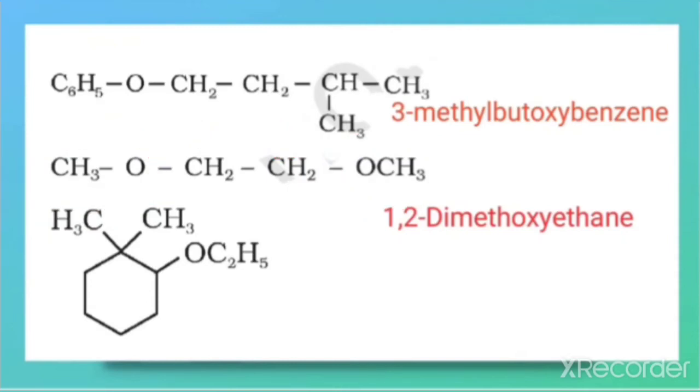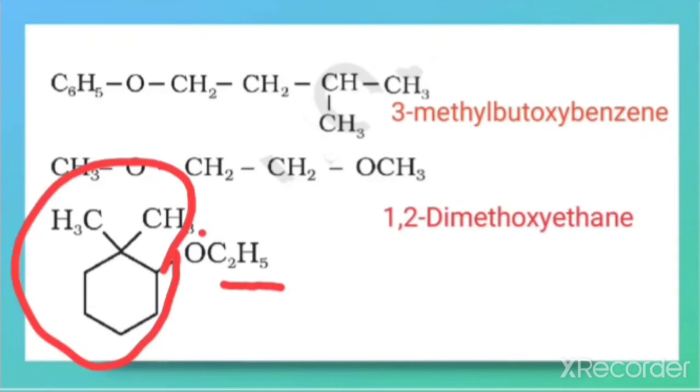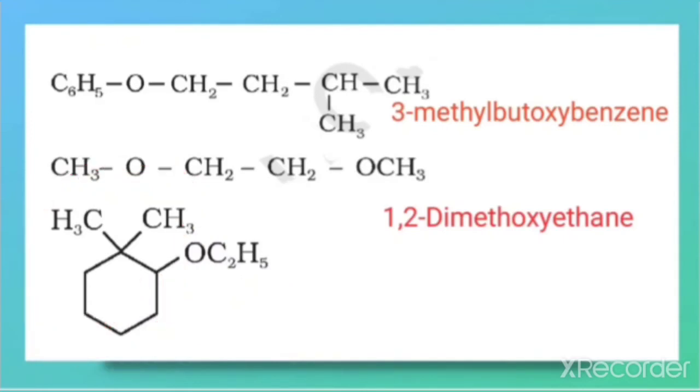Now look at the third structure. In the third structure, here is the O, so it is a C2H5 group, and this whole together will be another R. But which is the longest, the alkyl group with the greater number of carbons? That is this one, so this has to be taken as the main chain. So how do we name this one? As this is not a benzene, it is a cyclohexane. Here 2 substituent groups are there, that is methyl, and 1 substituent group, that is ethoxy.